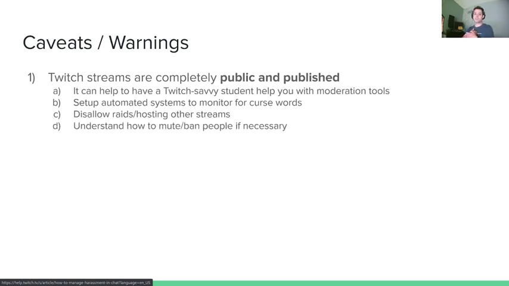Understand how to mute and ban people if necessary. There are Twitch commands for muting people, for banning them. Keep in mind that they can just create a new account and come back in, but understand what those commands are so that you can quickly fire off a mute command if somebody comes in and starts saying racist or offensive things. Right? It's the internet, it may happen. It's just the thing we have to live with.